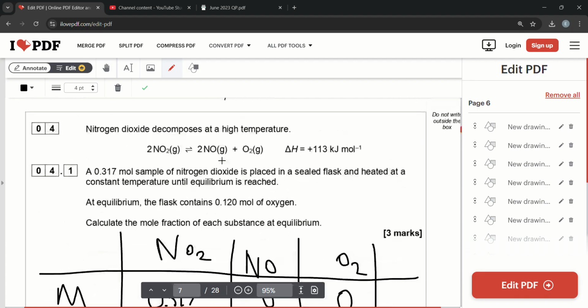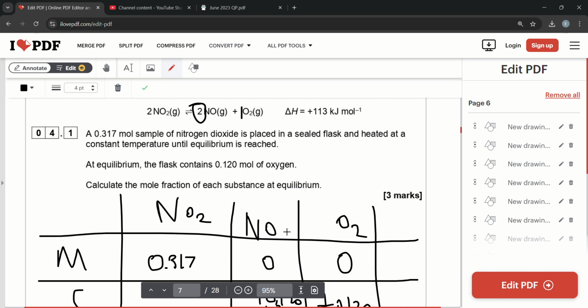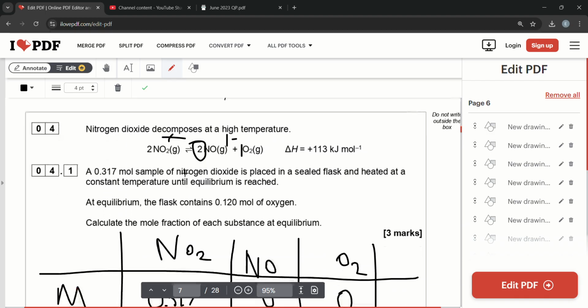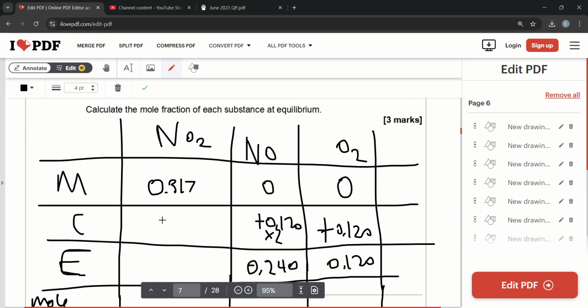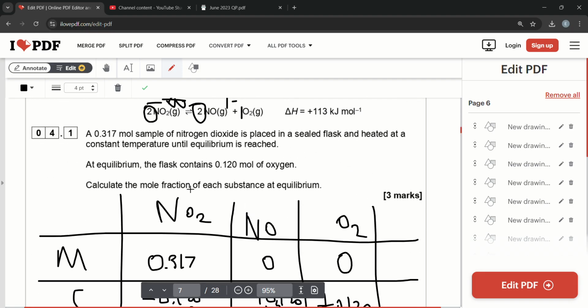We're going to also add 0.120. However, because there's 2 here and there's basically a 1 here, a 2 to 1 ratio, we're going to times that by 2, and therefore it's going to be 0.240. And because we're adding on this side, we're going to be subtracting on this side, so it should be minus 0.120, also times by 2, because we've got a 2 there. That gives us 0.317 minus 0.120 times by 2, 0.077.